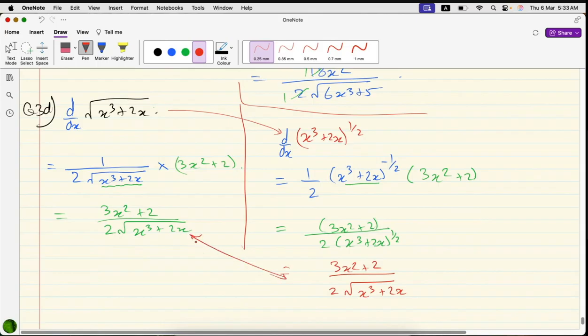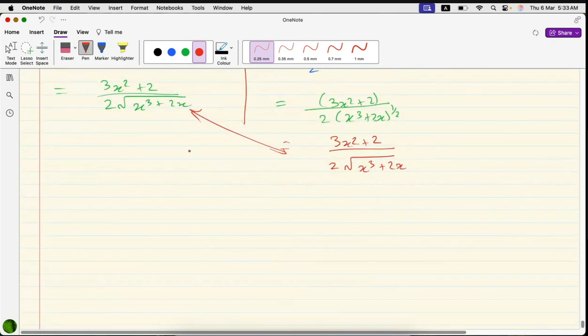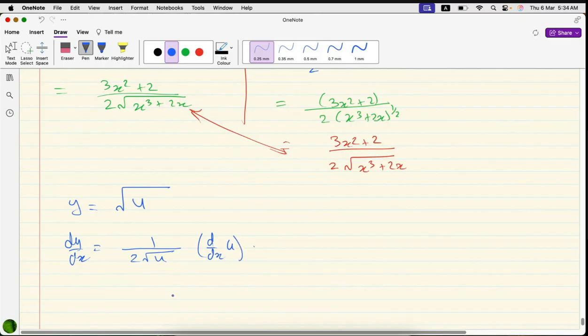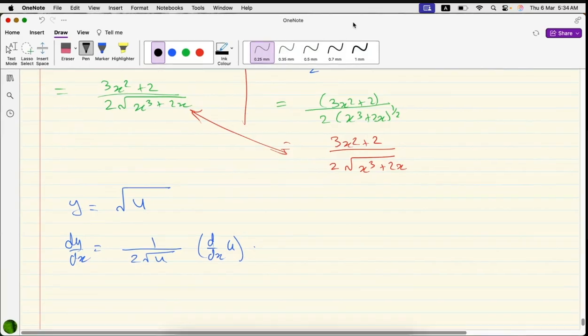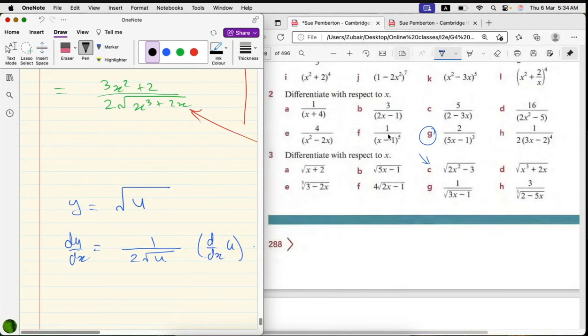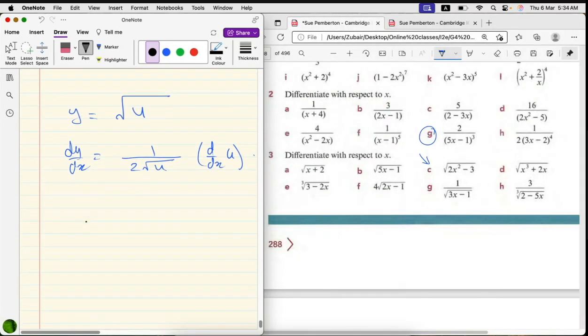See? Identical. So if I write it like this, y is equal to this, so dy by dx would be 1 over 2 square root u into the differentiation of u. General form. Let's try one question, keeping this in front of us.